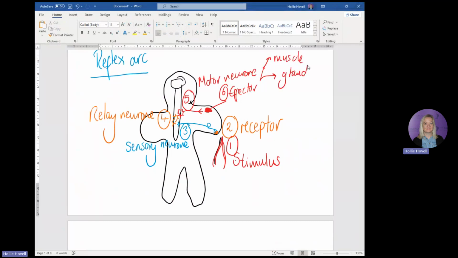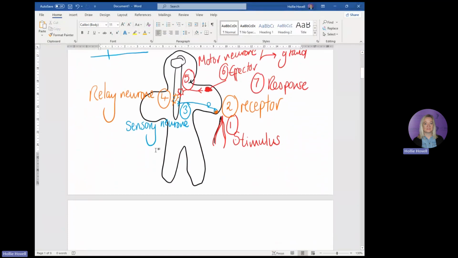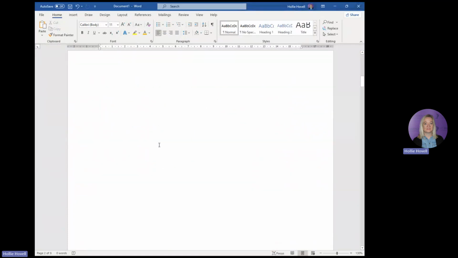And then the effector causes number 7, which is your response, which in this case is to lift your arm up out of the way of the fire. Okay, so you need to make sure you know those 7 steps of the reflex arc off by heart: stimulus, receptor, then your 3 neurons in order, sensory, relay, and motor neurons, then the effector, which is a muscle or a gland, and that causes a response. So make sure you know that reflex arc.